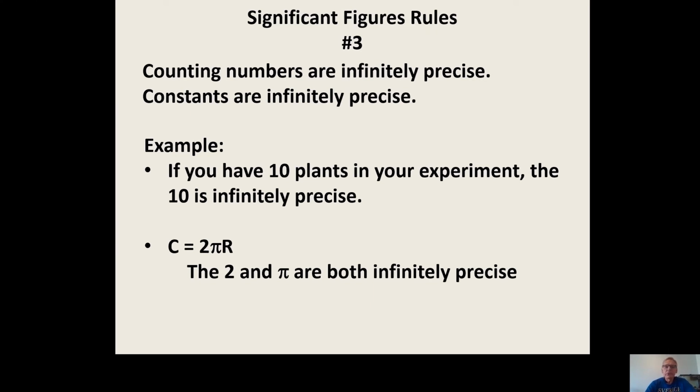Counting numbers, this is rule number 3, are infinitely precise. Constants are infinitely precise. So if you have 10 plants in the experiment, it's not 10 plus or minus something. You have either 10 plants, or you have 9 plants, or you have 8 plants, or whatever. You can count them, right?